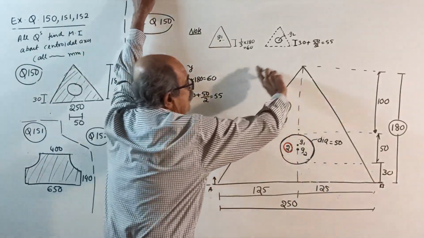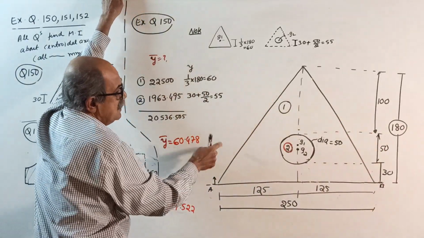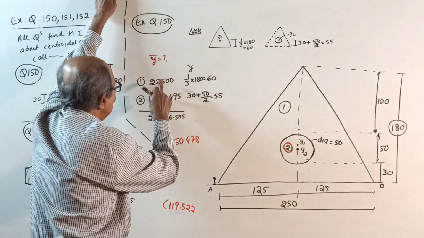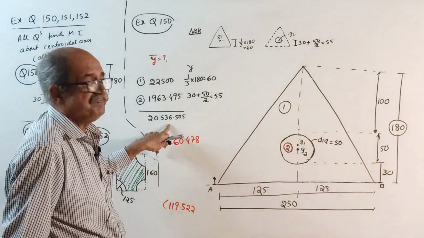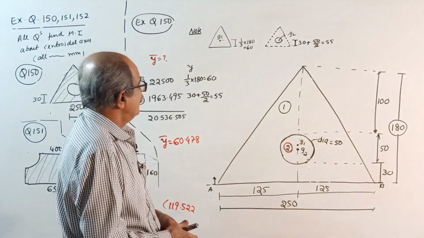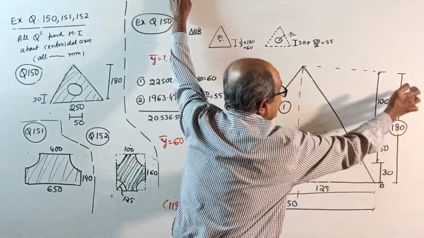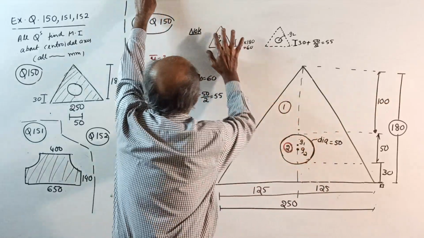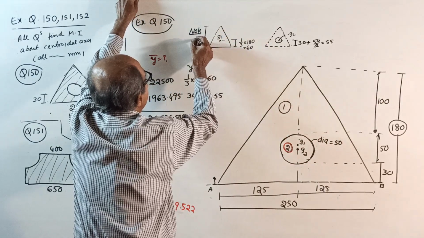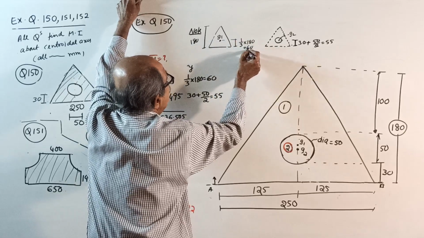A1, full triangle, half into 250 into 180. I wrote the answer here. A2, area of circle, pi by 4 of 50 square. A1 minus A2 will give the total area. Then the y distance. One important thing: for the full triangle, the height is 180. Don't see the circle now. Note the height of 180. So its centroid G1 will be 1/3 of 180, which is 60.